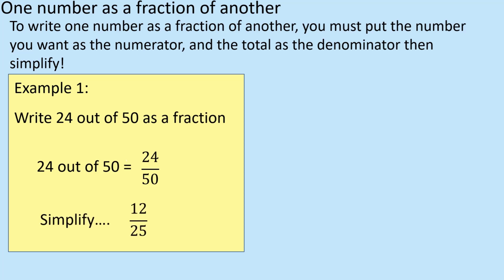And does it simplify any further? No, it doesn't. All right, so I'm looking for basically factors of 24 and 50 to divide by. So they both divide by 2, so hence I've both divided by 2.